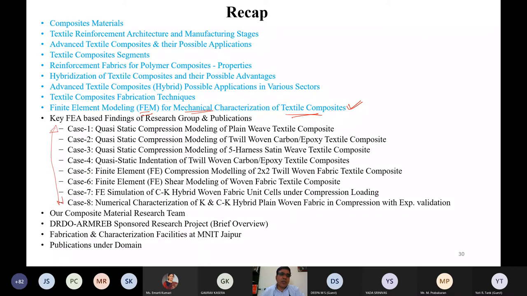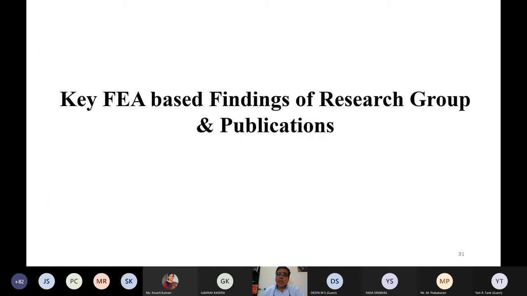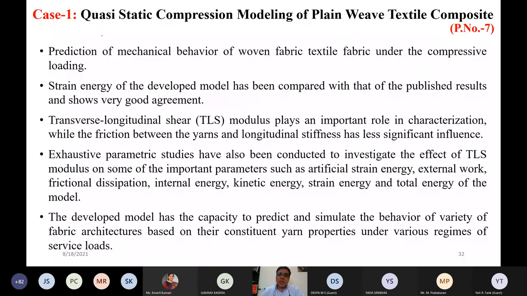First, the first category of modeling was quasi-static compression modeling for plain weave textile composite. So you understand the textile composite is plain weave, and we wanted to know the compression modeling under quasi-static conditions. That means it is applied in a step manner. When you apply the compression modeling, what is the result?